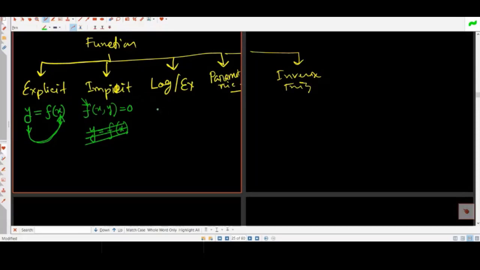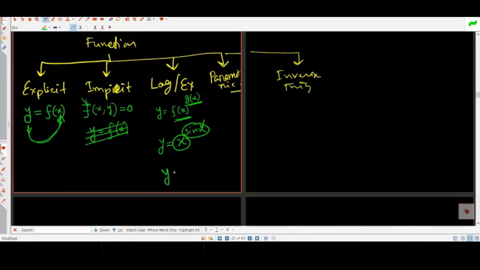Logarithmic or exponential function. Suppose we have the form y equals f of x to the g of x. F of x has the exponent g of x. F of x is a function. G of x is also a function where x is the variable, just like y equals x power sine x. You can see x is a variable, and in upper part, in the exponent, we have also sine x. We have also x involved. So these are called logarithmic or exponential functions.